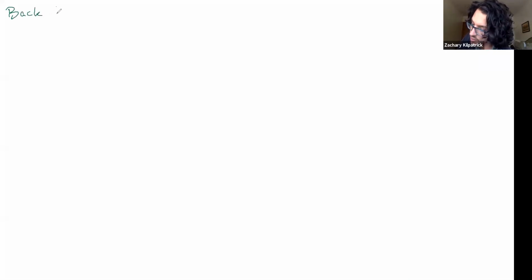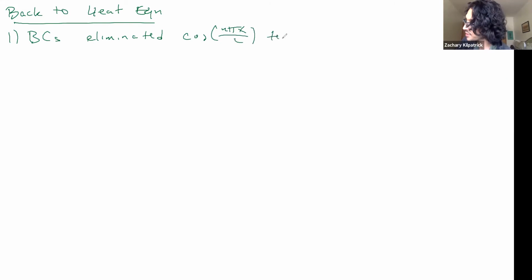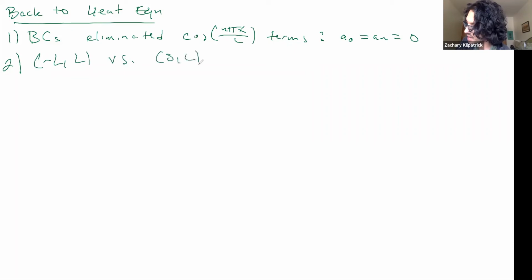If I go back to the heat equation, remember the situation that I had, right? First of all, the boundary conditions eliminated the cosine of n pi x over L terms. So I know immediately that in my Fourier series, a0 equals an equals 0, okay? And remember also, I just worked out the theory for x in minus L to L. But what about in the case where I'm going from 0 to L, okay?